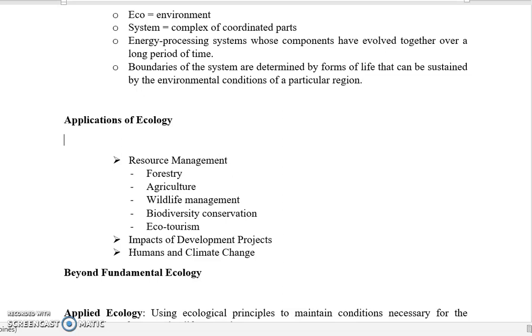Agriculture. It's very important that we know ecology because in agricultural systems we have different components in agriculture, like the plant component, the soil component, climatic, di ba? And the organisms living in the soil.